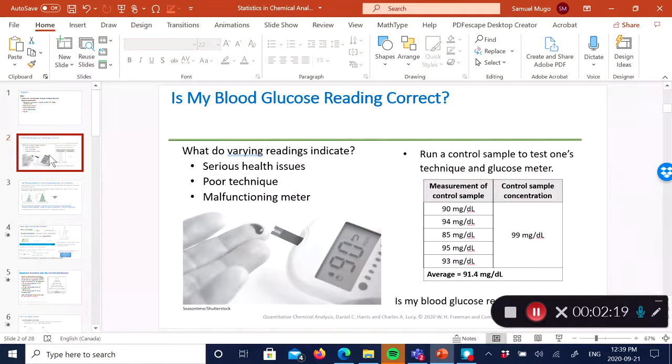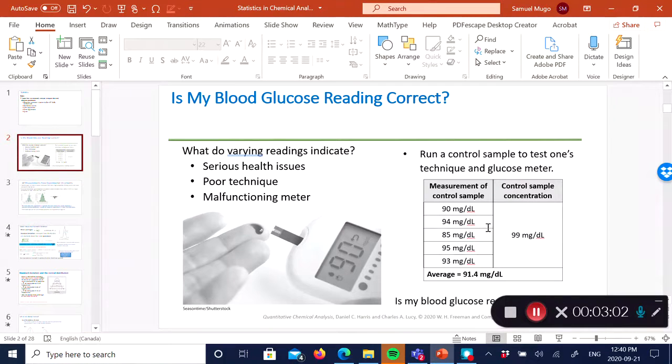So in analytical chemistry, you are always thinking about, if I've got an analytical method, say glucose detection of blood using a glucose meter, which typically uses a technique called amperometry, often you get varied readings, and so sometimes you're wondering, do we have a serious health issue? Is the technique that I'm using accurate, or the readings that are jumping all over the place, are they related to a malfunction of the meter and so on?